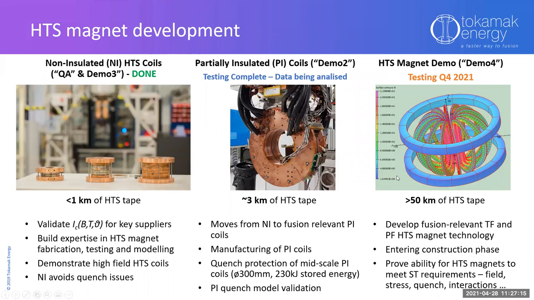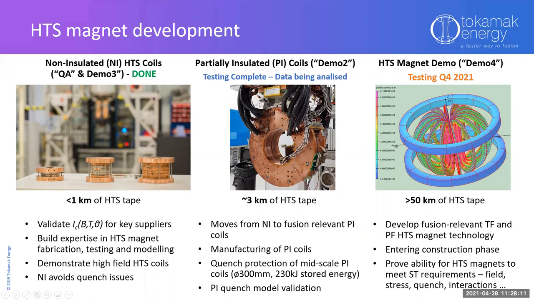So the strategy that we are using for the development of these superconducting coils for spherical tokamaks is the following. We have already started; this is done. We have looked at the non-insulated high temperature superconducting coils. We made these pancakes like this, and we studied the properties of the coil in terms of critical current, critical field, etc. Then we moved to partially insulated coils. We built this Demo 2 device, which has been tested and energized, and the next step is to use what we have learned from these two previous steps to build what we call Demo 4, which will be operational in the fourth quarter of 2021, the last quarter of 2021.